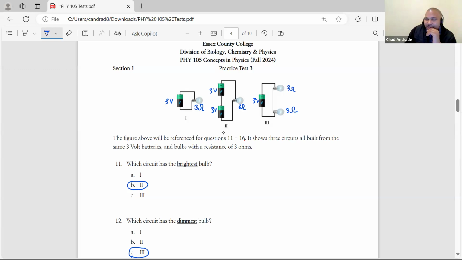And if water is flowing in a pipe, and I was going to use the bathrooms here at Essex County College. It's going to sound weird, but I don't even want to bring that up. No, let me not use that.